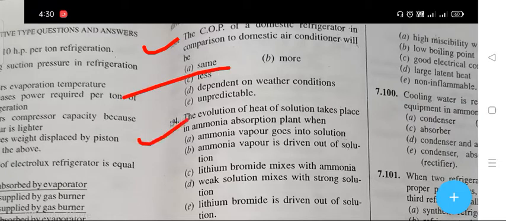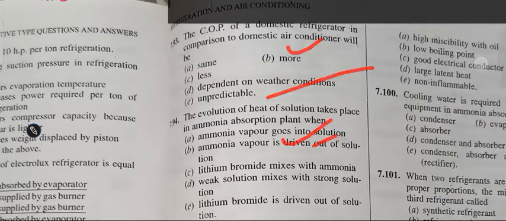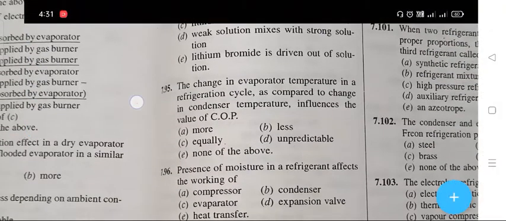Next question, the evolution of heat of a solution takes place in ammonia absorption plant when. The right answer is A, ammonia vapor goes into solution. Next question is the change in evaporator temperature in a refrigeration cycle as compared to change in condenser temperature influences the value of COP. The right answer is A, more.